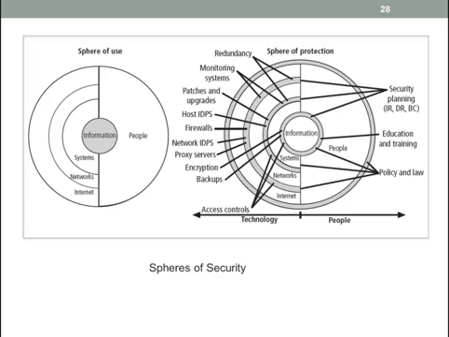So therefore, when we go to put in a control or we evaluate what we're going to use for the security of a particular organization, we have to realize what areas those particular controls impact. And that's where we come to the spheres of protection on the right.